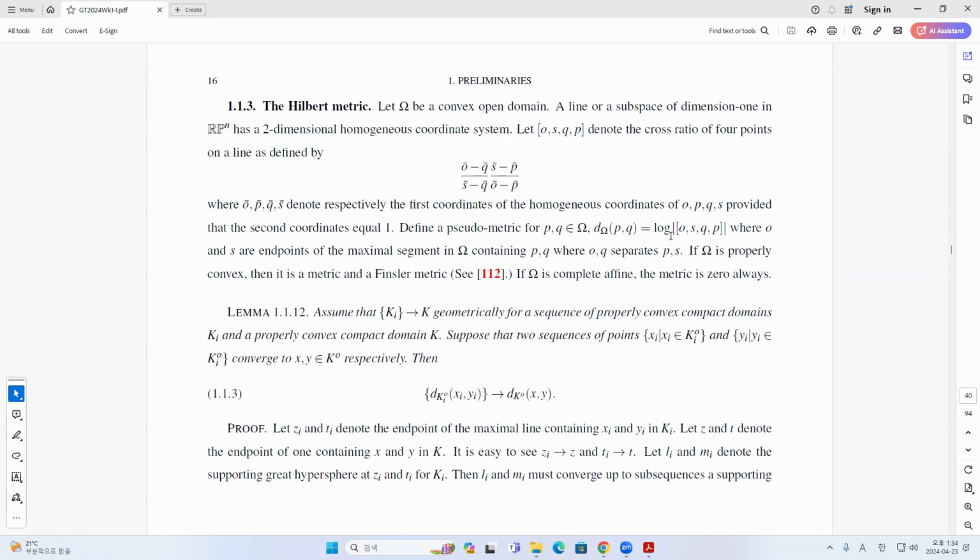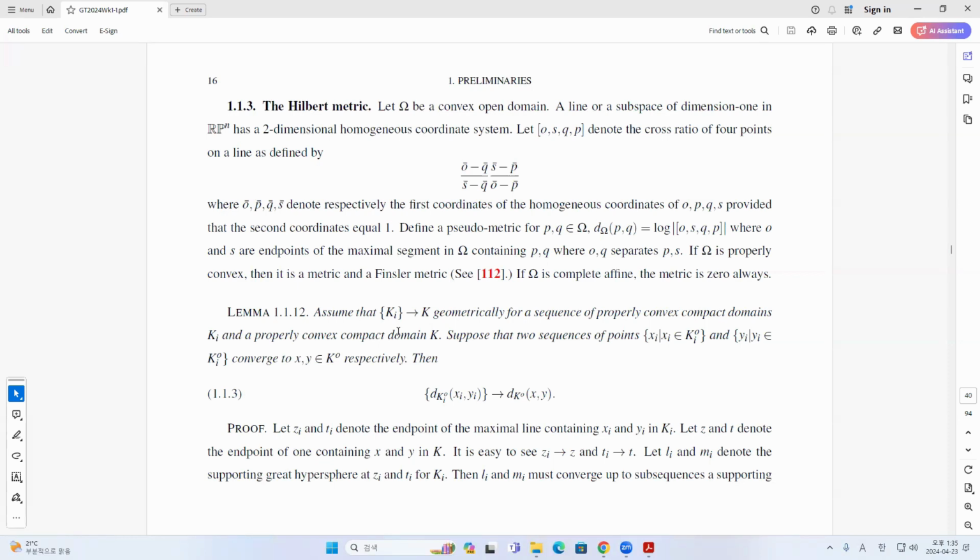And the pseudo-metric for any convex domain is defined as the log of the cross ratio of O, S, P, Q, where O and S are the endpoints of the maximal segment containing PQ, and OQ separates PS. If omega is properly convex, then it is a metric, and it's the Hilbert metric. If it's a complete affine line, of course, the metric is 0. Because if O and P are the same, then you get 0 here, and now O and S are just the same, so you get 1, so the log is 0.